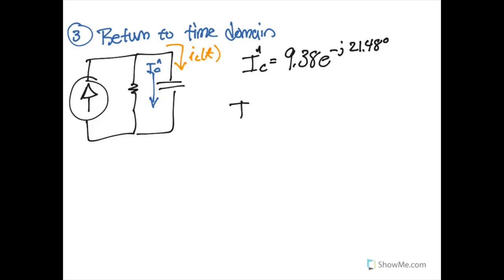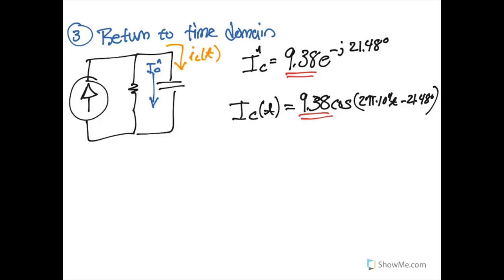And so if we were to convert this back into the time domain, this would be a signal that's 9.38 cosine. And we need to return the frequency that we had before, which was 2 pi times 10 to the 4 t minus 21.48 degrees. So again, our amplitude comes down here, our phase comes down here, and we have just saved and recalled the frequency. And again, this frequency comes from this source right here, what's driving the circuit.